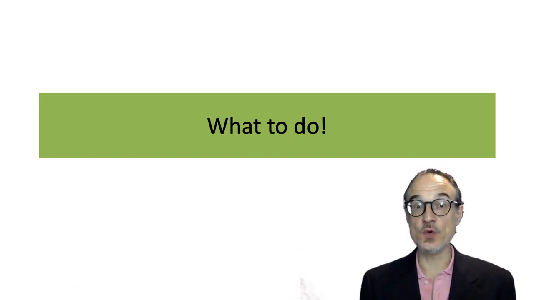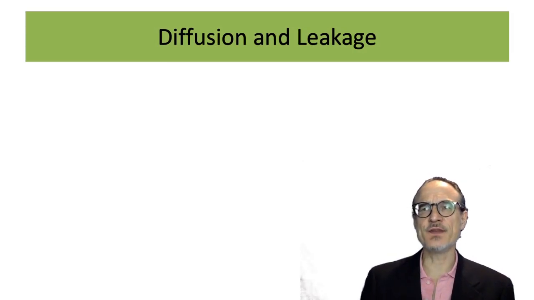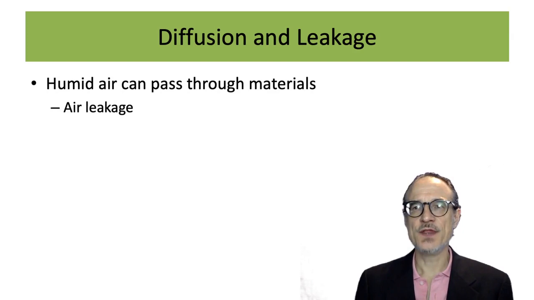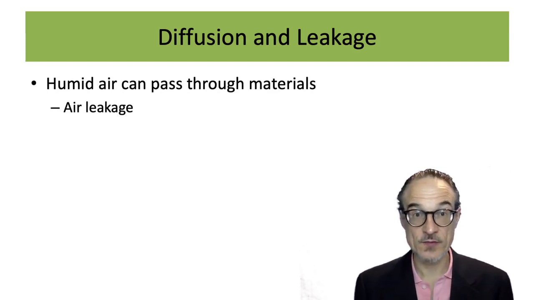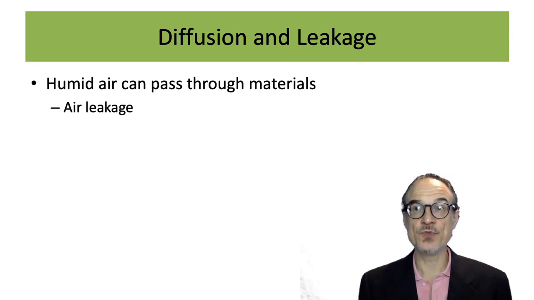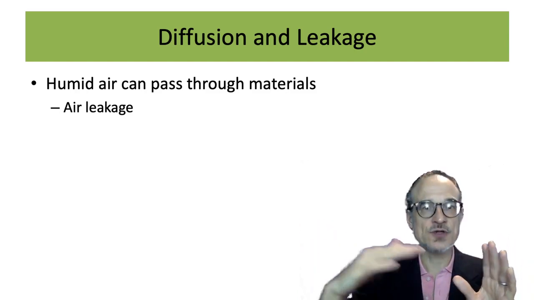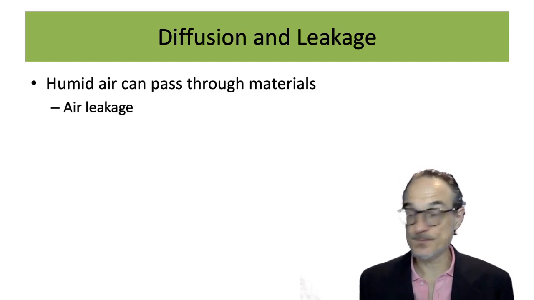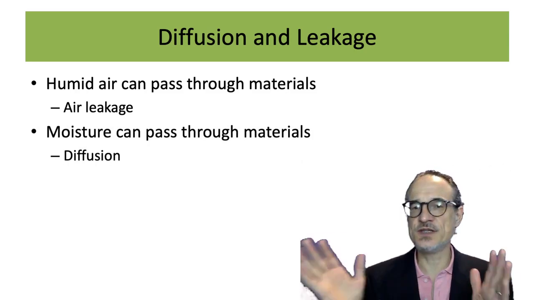What should we do? Let's just for a moment think about diffusion and leakage. These are two different ways that we can get water moving through our structures. Leakage is when air is moving out of the house through the walls in the winter. And moisture can pass through the materials. This is called diffusion.